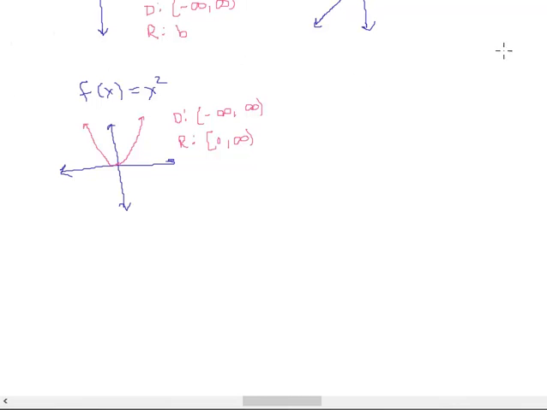Alright, let's consider f of x equals x cubed. So if you remember from lab, f of x equals x cubed looks like this. And again, this will go to the right and left forever, and it will go up and down forever.